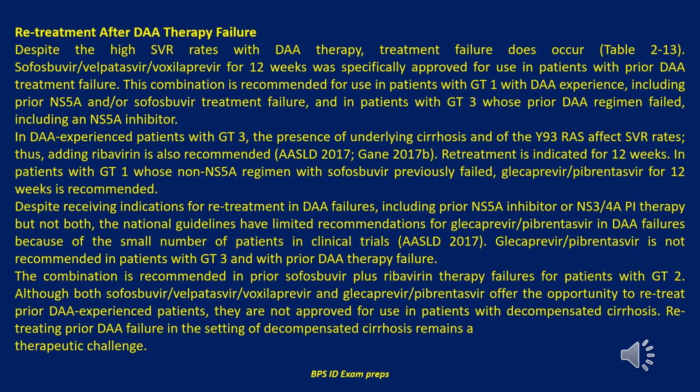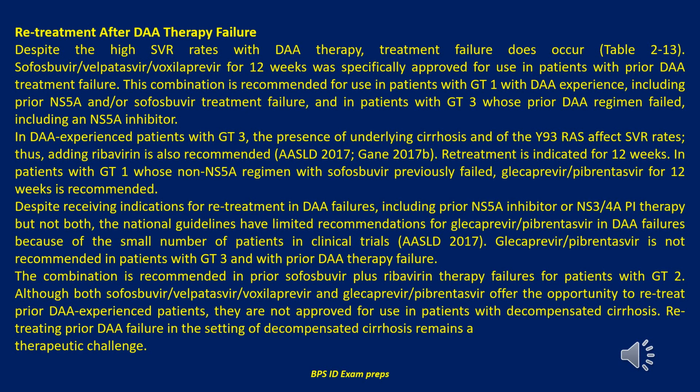In DAA-experienced patients with genotype 3, the presence of underlying cirrhosis and of the Y93H RAS affect SVR rates. Thus, adding ribavirin is also recommended, according to the AASLD 2017 and GAIN 2017b. Retreatment is indicated for 12 weeks. In patients with genotype 1 whose non-NS5A regimen with sofosbuvir previously failed, glecaprevir plus pibrentasvir for 12 weeks is recommended.